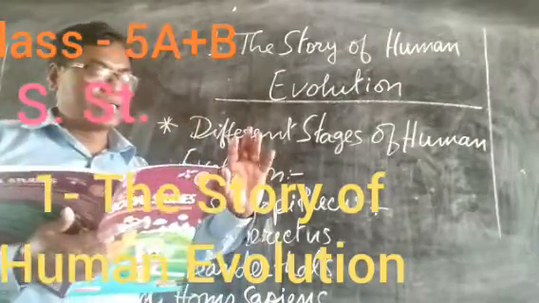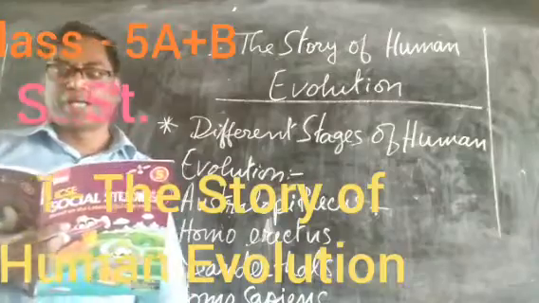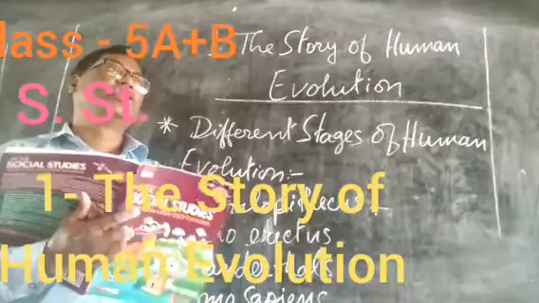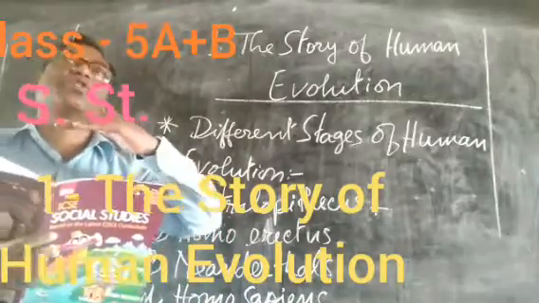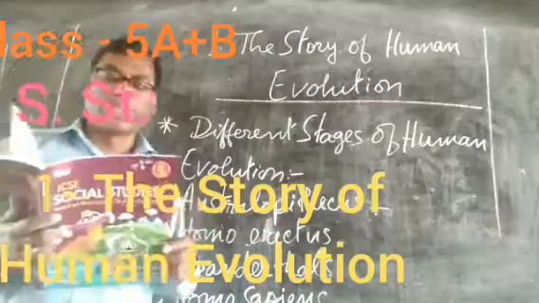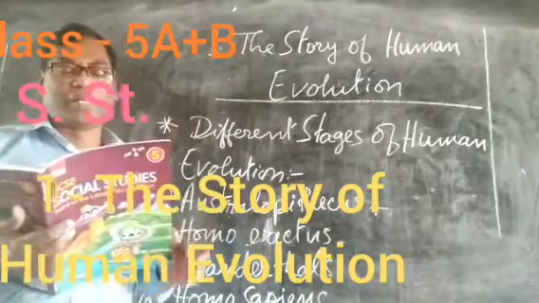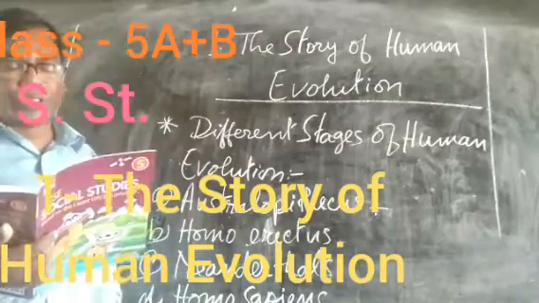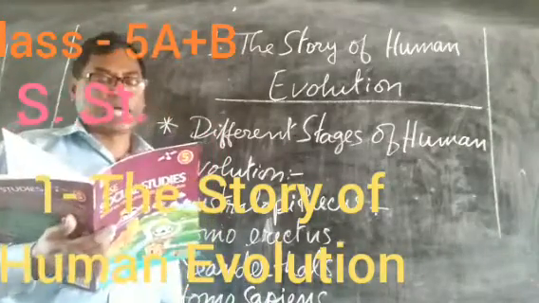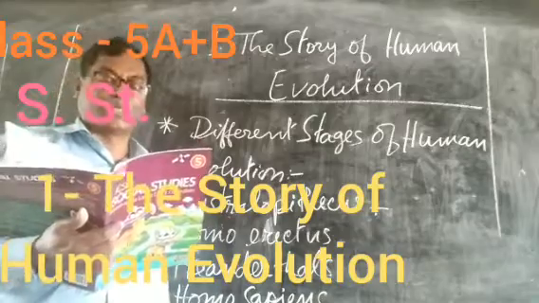So these Homo erectus were humans of medium stature. Medium means not very tall, not very short, and they were not fully grown. They were in the middle, like the medium. With evolution, they could stand erect and walk over long distances.